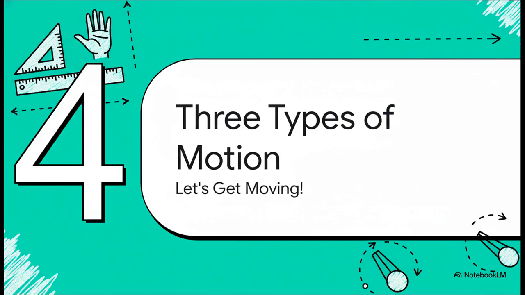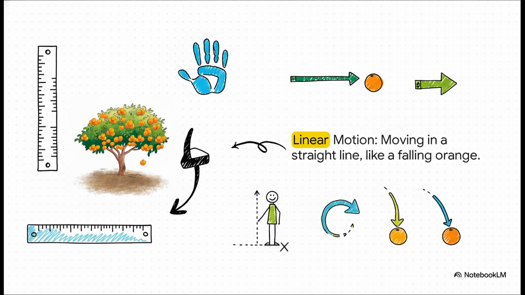But not all motion is the same. Let's quickly look at the three main types of motion that you see all around you every single day. Let's get moving. First up, we have linear motion. The name itself is a big clue. It's motion in a straight line. Think of a car driving on a perfectly straight road, or an apple falling from a tree straight down.